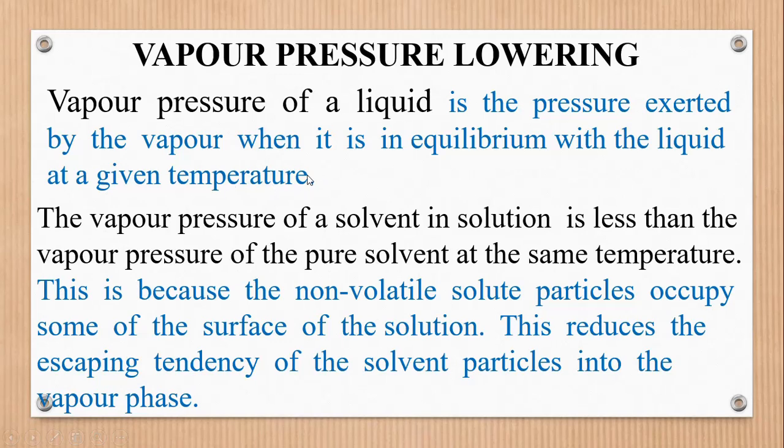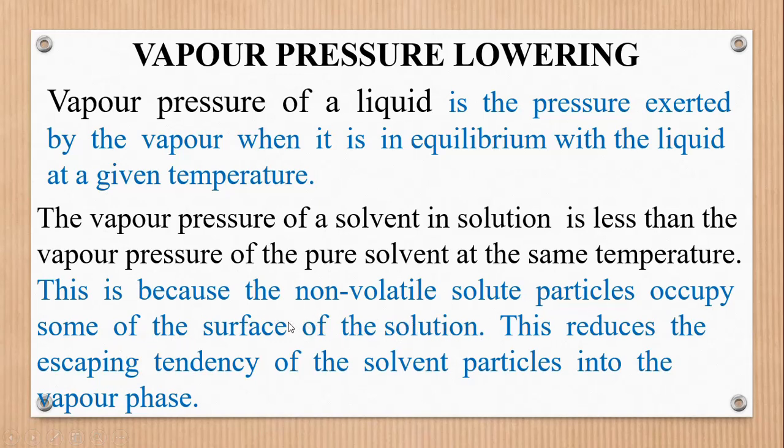So that pressure which is exerted by the vapor when this vapor is in equilibrium with the liquid is what we call vapor pressure, and this one will always be at a given temperature. Then the vapor pressure of a solvent in solution is less than the vapor pressure of the pure solvent at the same temperature. This is because the non-volatile solid particles occupy some of the surface of the solution.